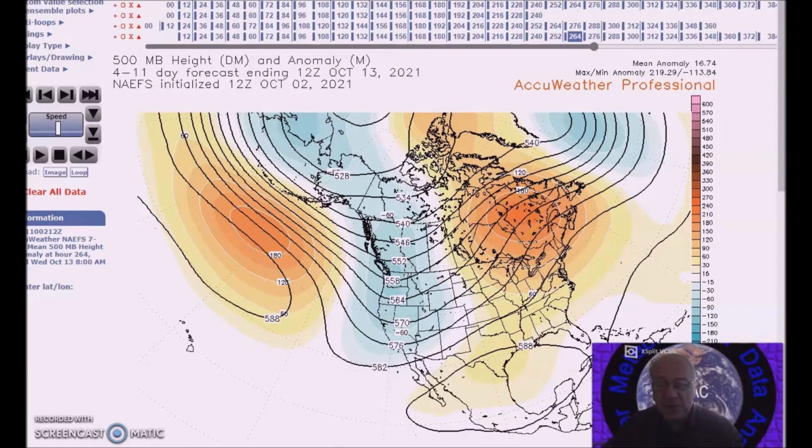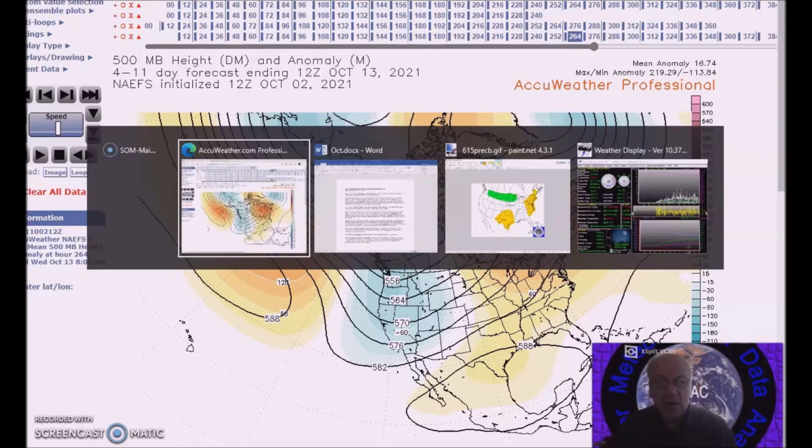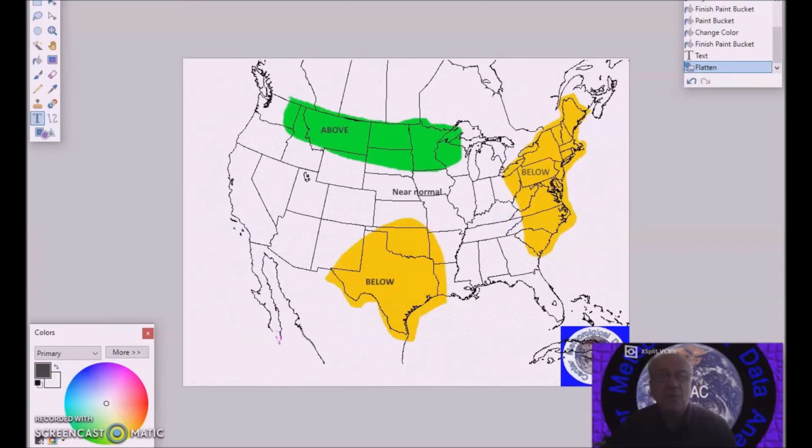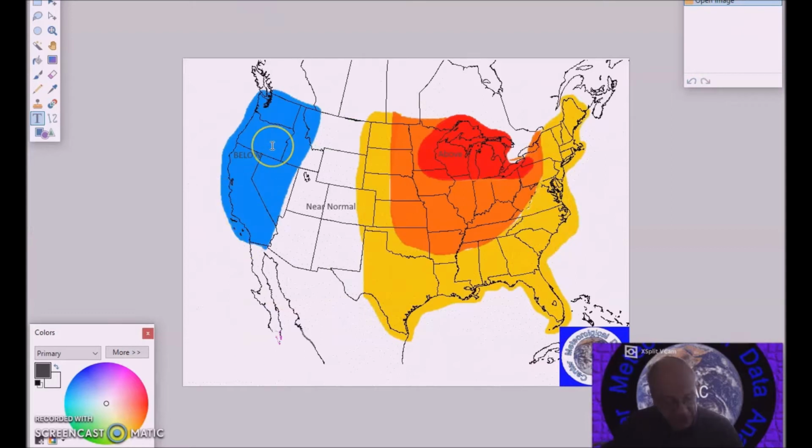So for this forecast period, I'm calling for below normal temperatures for this region, and I'm calling for anomalies of 4 to 6 degrees below normal. And then we have above normal temperatures for this region here, and anomalies are forecast to be about 8 degrees above normal generally across the northern areas here.